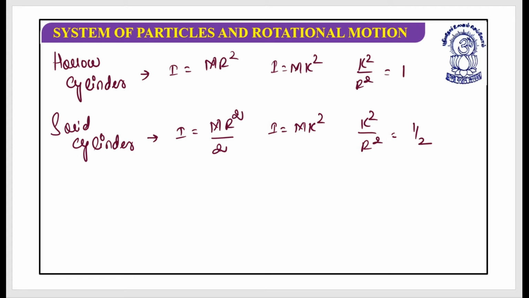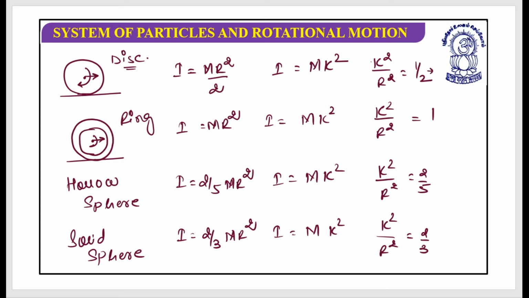So if you look at this, this is 1, this is half, that means 0.5. This is 1 by 2, it's 0.5. This is 2 by 5, it's 0.4. 2 by 3 is approximately 0.66. Let's assume it as 0.6. So when I arrange this in an order such that the object having the least k square by r square to the object having the maximum k square by r square, 0.4 is the least one.